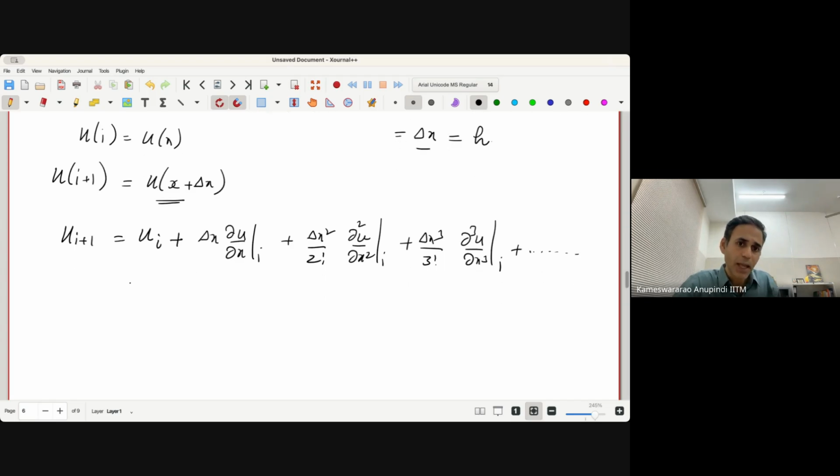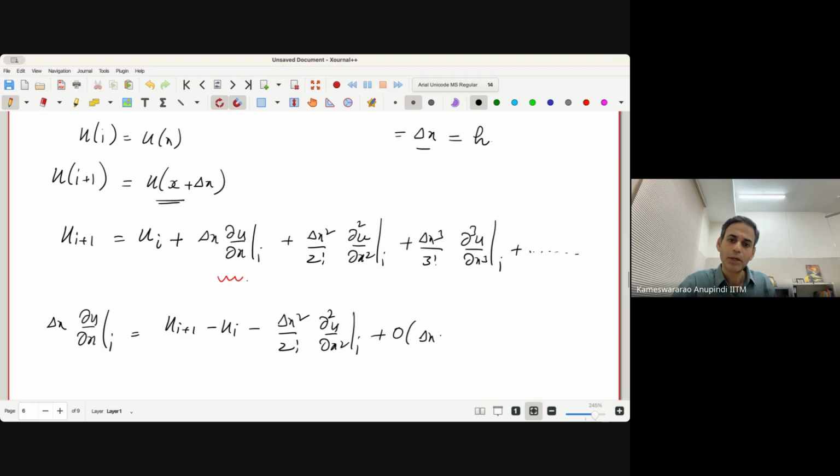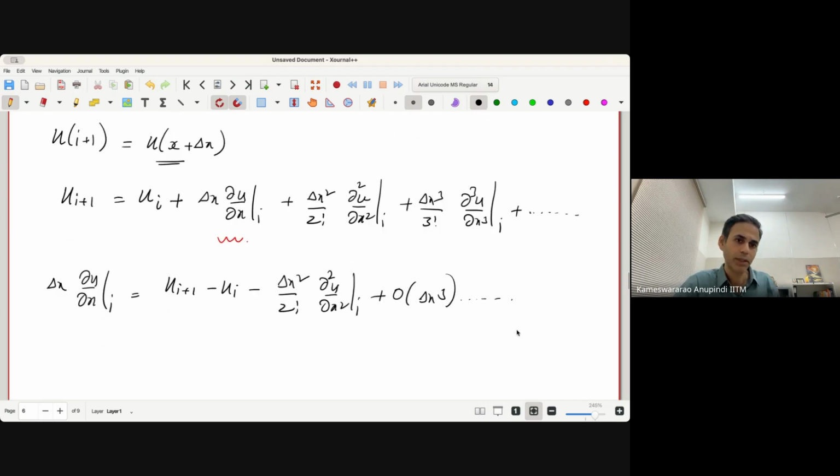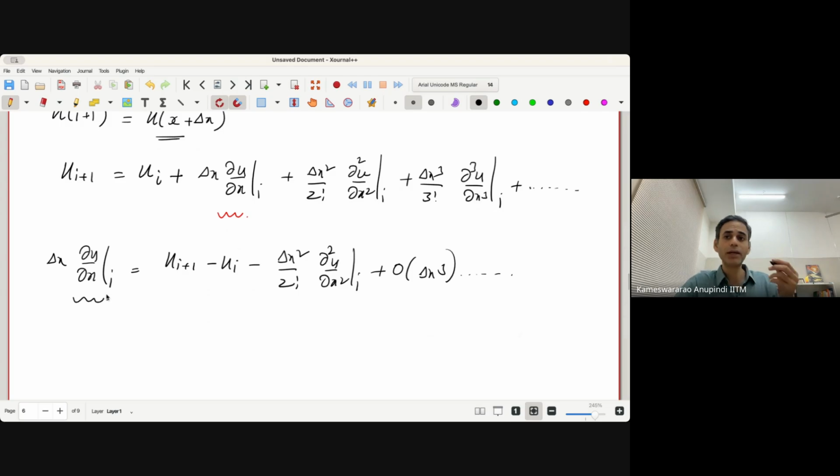Of course, as I have said, instead of delta x, I can also write h. But let us say I am interested in calculating partial u partial x at i. Then I can bring this term to the left hand side. For partial u partial x at i, I get u sub i plus 1 minus u sub i, minus delta x square by 2 factorial times partial square u by partial x square at i, plus order delta x cube, and so on, all of this divided by delta x.